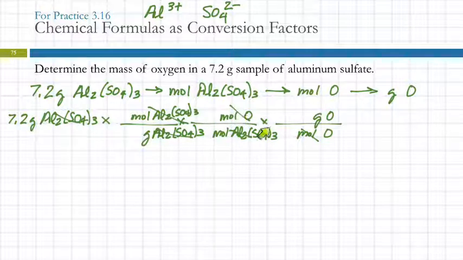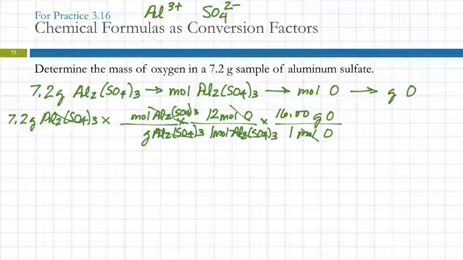Well, this one in the middle is actually the simplest. How many moles of oxygen are in 1 mole of the compound? 12. Because the SO4 is in parentheses with a 3 on the outside. So the 3 multiplies everything inside. So there's 12 moles of oxygen to 1 mole of the compound. Over here, we have oxygen, the element. So that one's easy. We just look at the periodic table. 16.00 grams of oxygen per mole of oxygen.